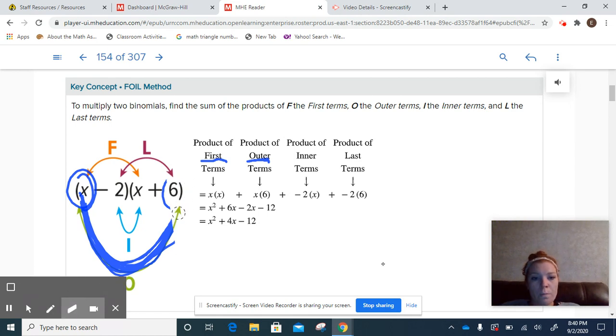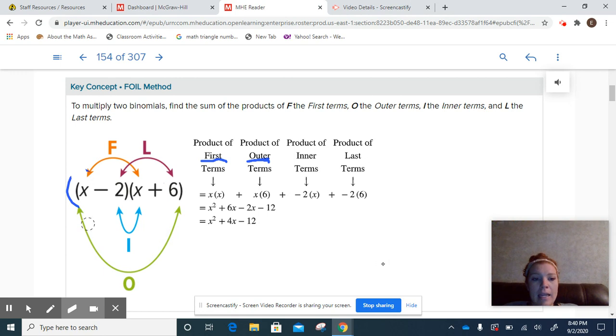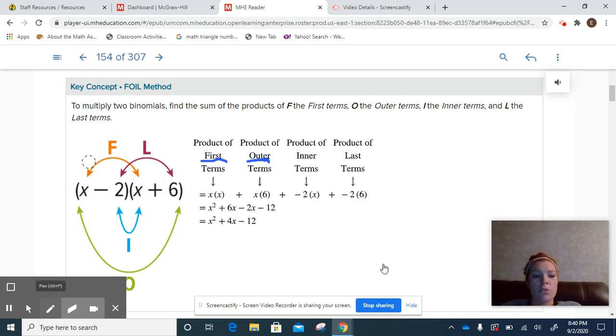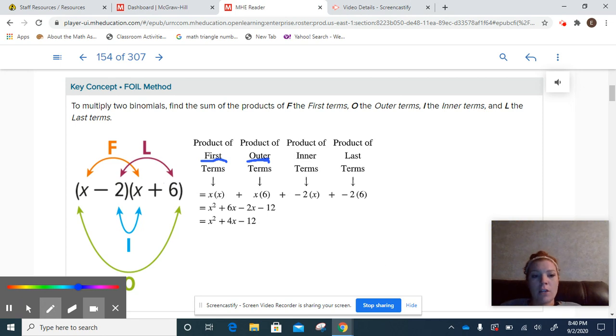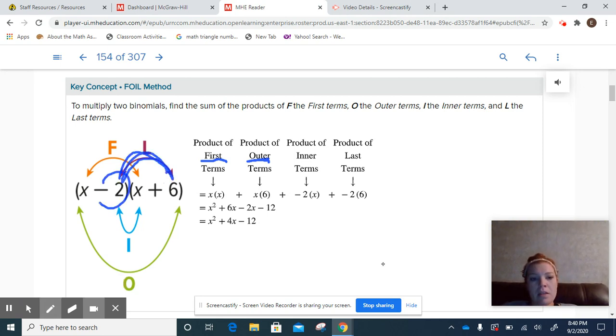Okay, so there's O. And then I is the two inside terms or the inner terms. So the two inside pieces are these two X here in the middle. Okay, make sure to include the sign. Always include that sign. So the positive 6, the negative 2. And the last one, funny I should say that, is called last. And that means those are the two last terms of each binomial. So that would be the negative 2 and the positive 6.